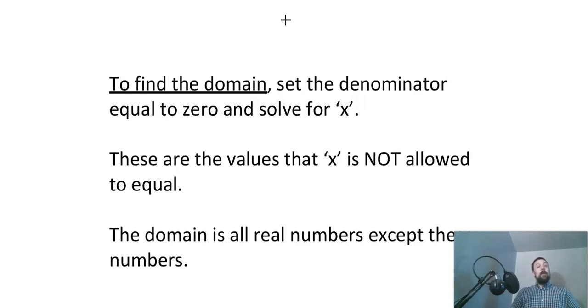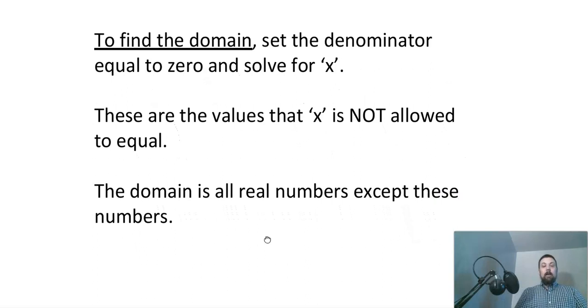So to find the domain of a rational function, you just set the denominator equal to 0 and solve for x. The solutions that you find are the numbers that x is not allowed to equal. So by going through that process, you're finding out what x is not allowed to equal. The domain, of course, is the opposite of that. The domain is what x is allowed to equal. So the domain is everything but those numbers that you find when you set the denominator equal to 0 and solve for x.